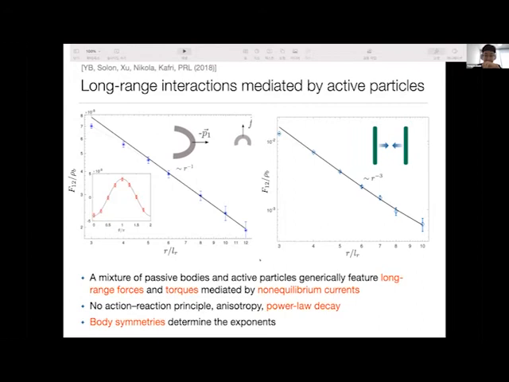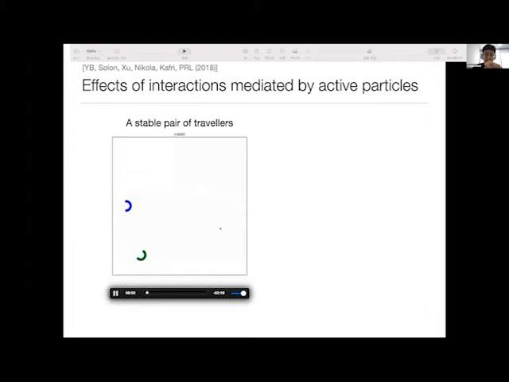So by using these kinds of interactions, you can construct many different kinds of interesting dynamical behavior. For example, if you just put in two asymmetric objects and let them move around, what they later show is this kind of snake-like moving behavior, and they basically form a traveling pair which, once formed, doesn't get separated within the observation time that we could implement using our simulation.